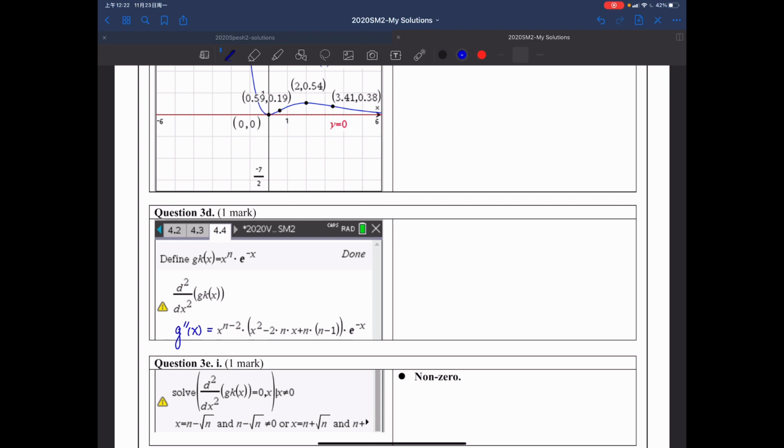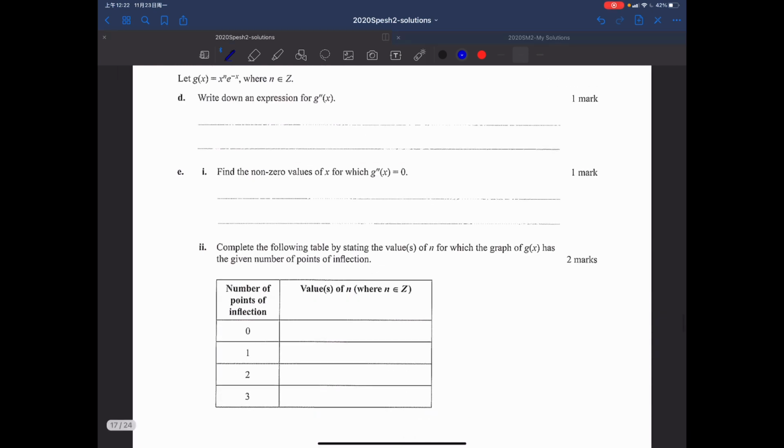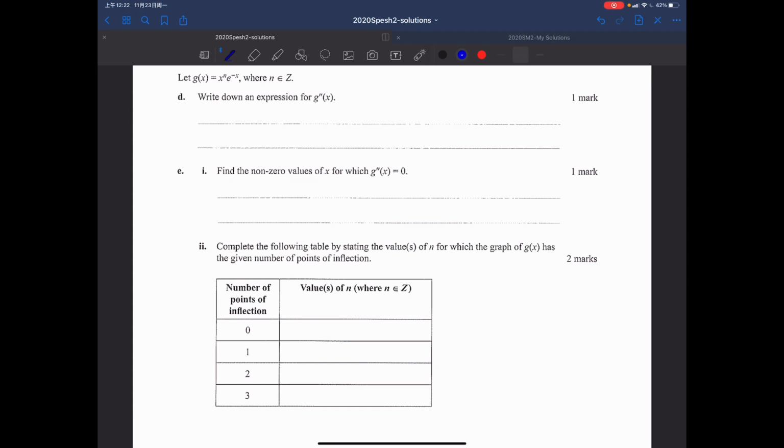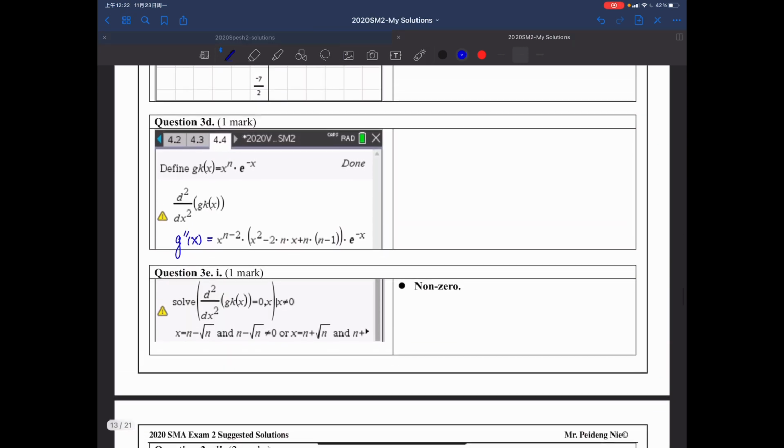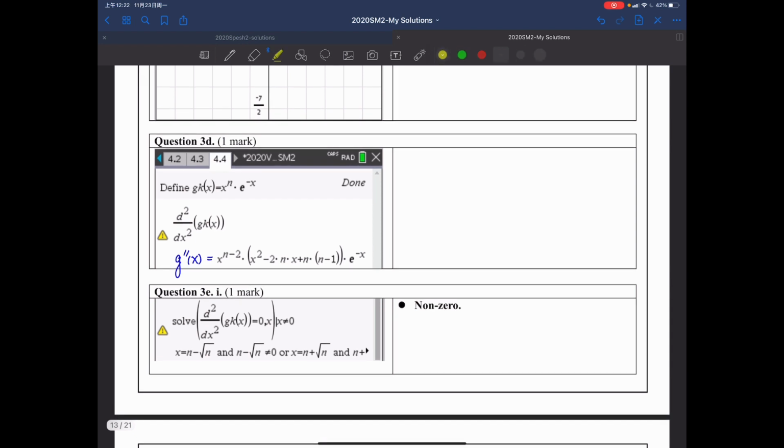Then you want to find any non-zero values of x for which g double dash x equals 0. So, on your CAS calculator, you realize it's non-zero, put in the domain restriction after your solve command. So you have 2 possible values, n minus square root of n and n plus square root of n, okay? These 2 values.